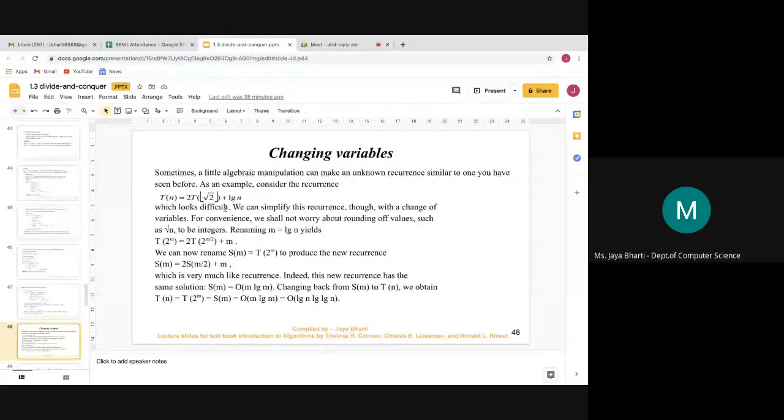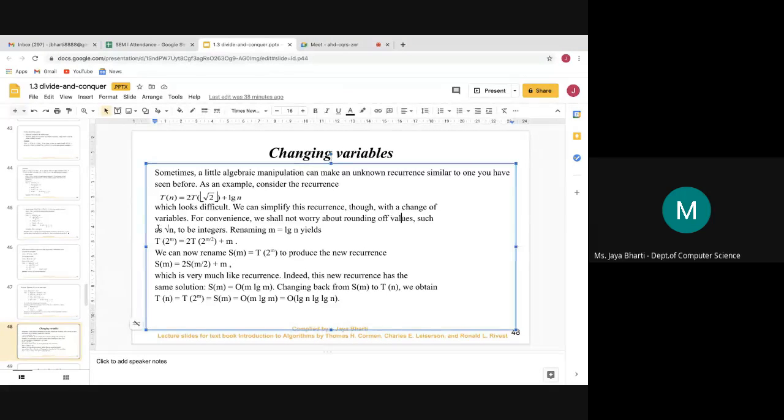So none of the recurrence functions we have seen so far are the same as this. Okay, so it looks difficult, so we need to simplify it by using the change of variables method. For convenience, we shall not worry about rounding of the values. You can see it is the ceiling function, but we will not consider whether it is the ceiling or the floor function.